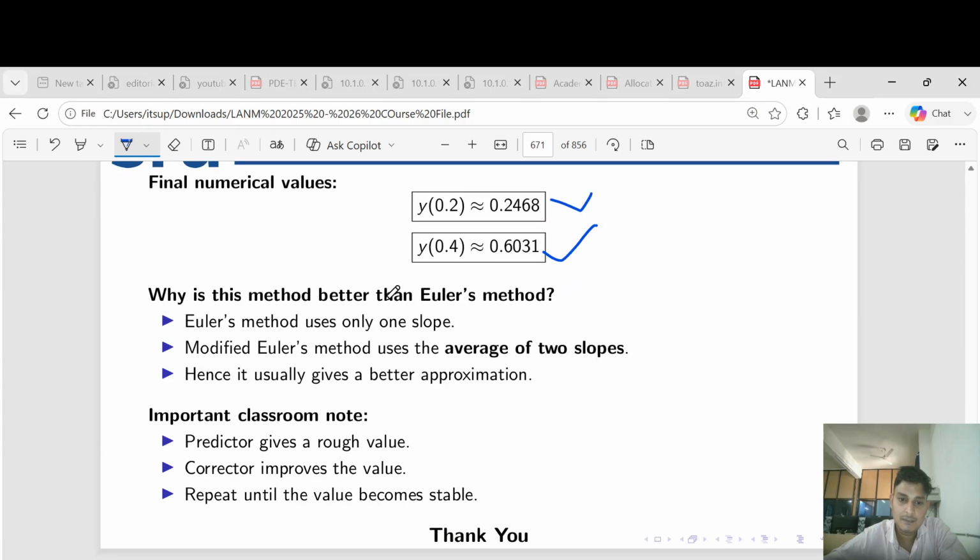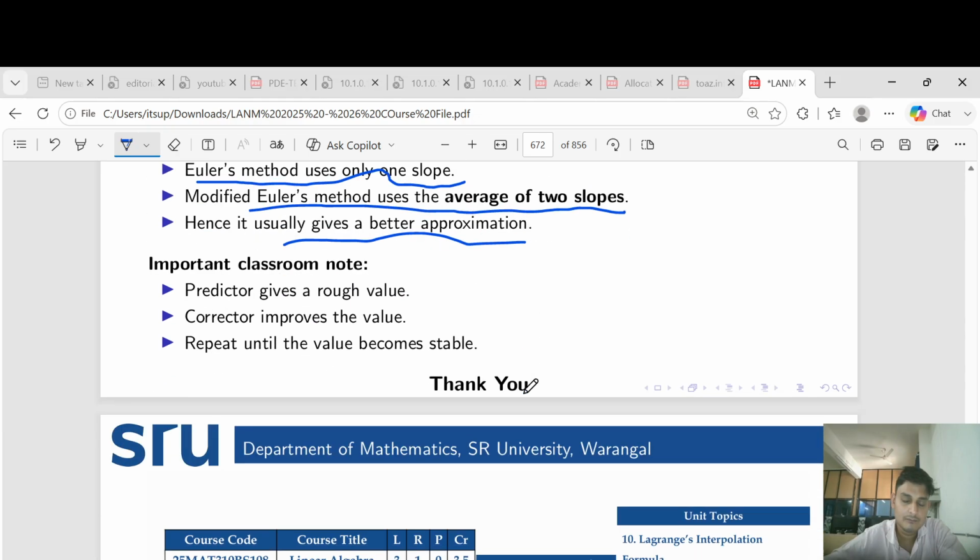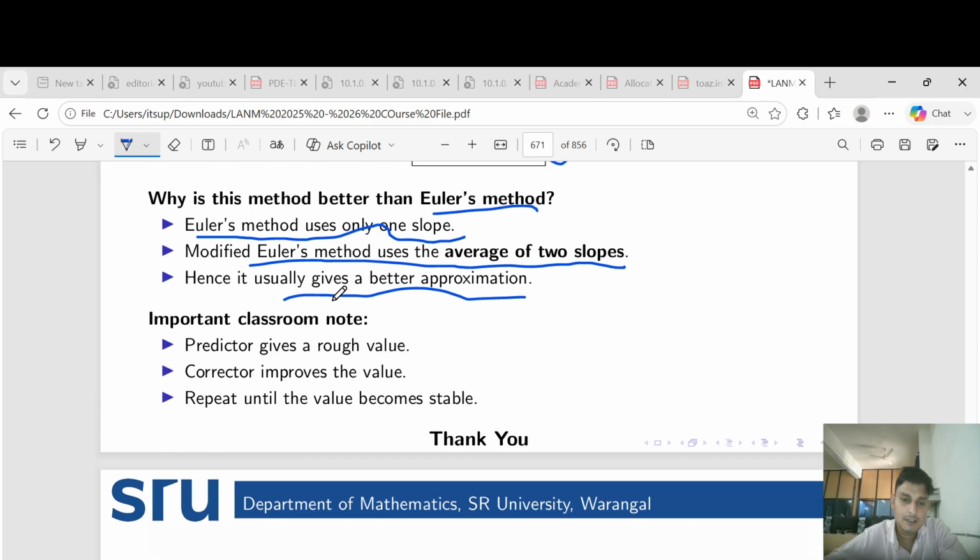Why is this method better than Euler's method? What is its importance? Why do we study this? Euler's method uses only one slope. Modified Euler's method uses the average of two slopes, hence it usually gives a better approximation. The predictor gives a rough value, and the corrector improves the value. Repeat until the value becomes stable. This is a very important part.